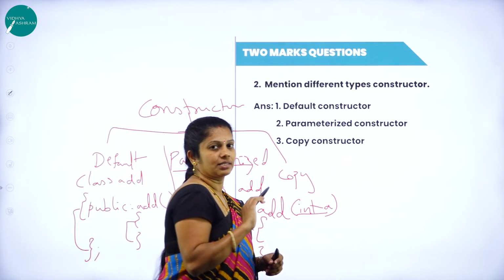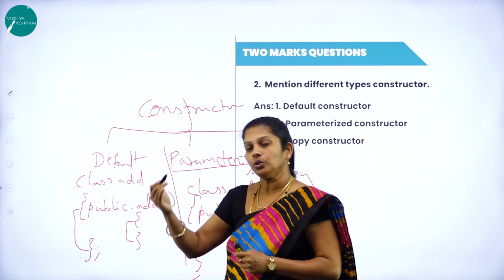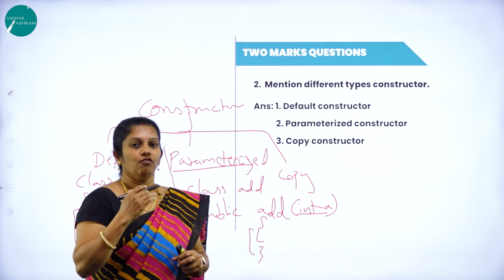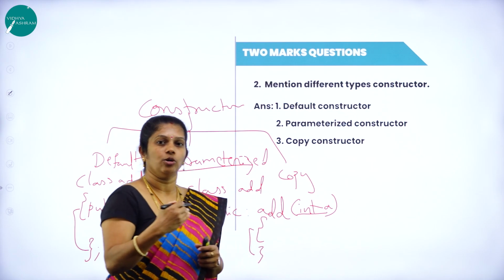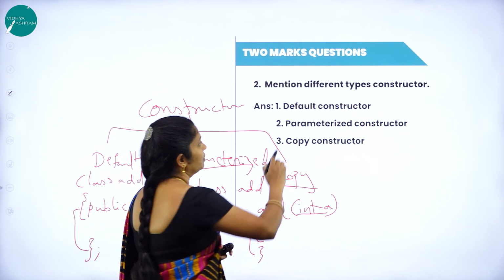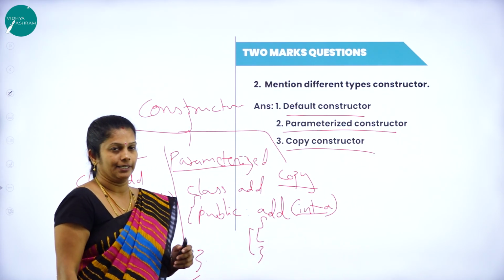Whereas copy constructors are used to copy an object from an existing one to a new one. The name itself suggests copy constructor. When you want to copy the contents of one object to another object, then we use a copy constructor. Three types: default, parameterized, and one more is copy constructor.